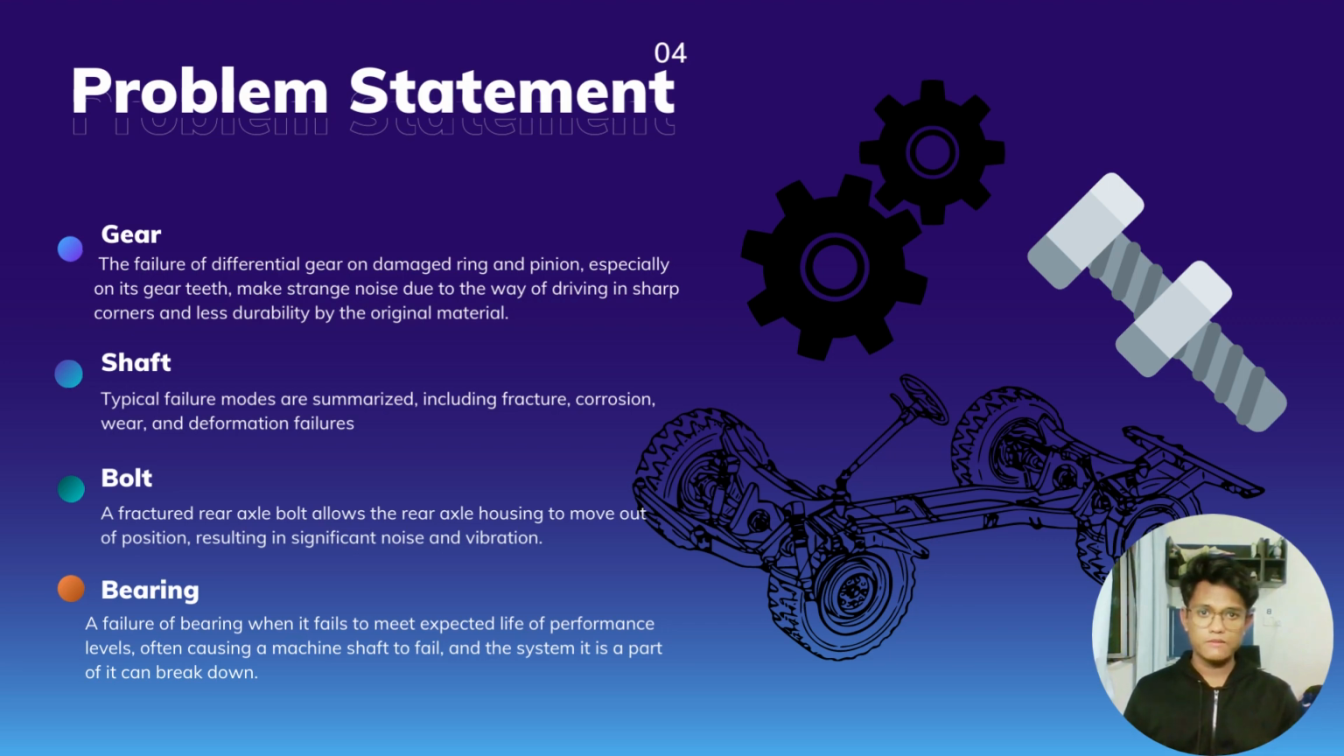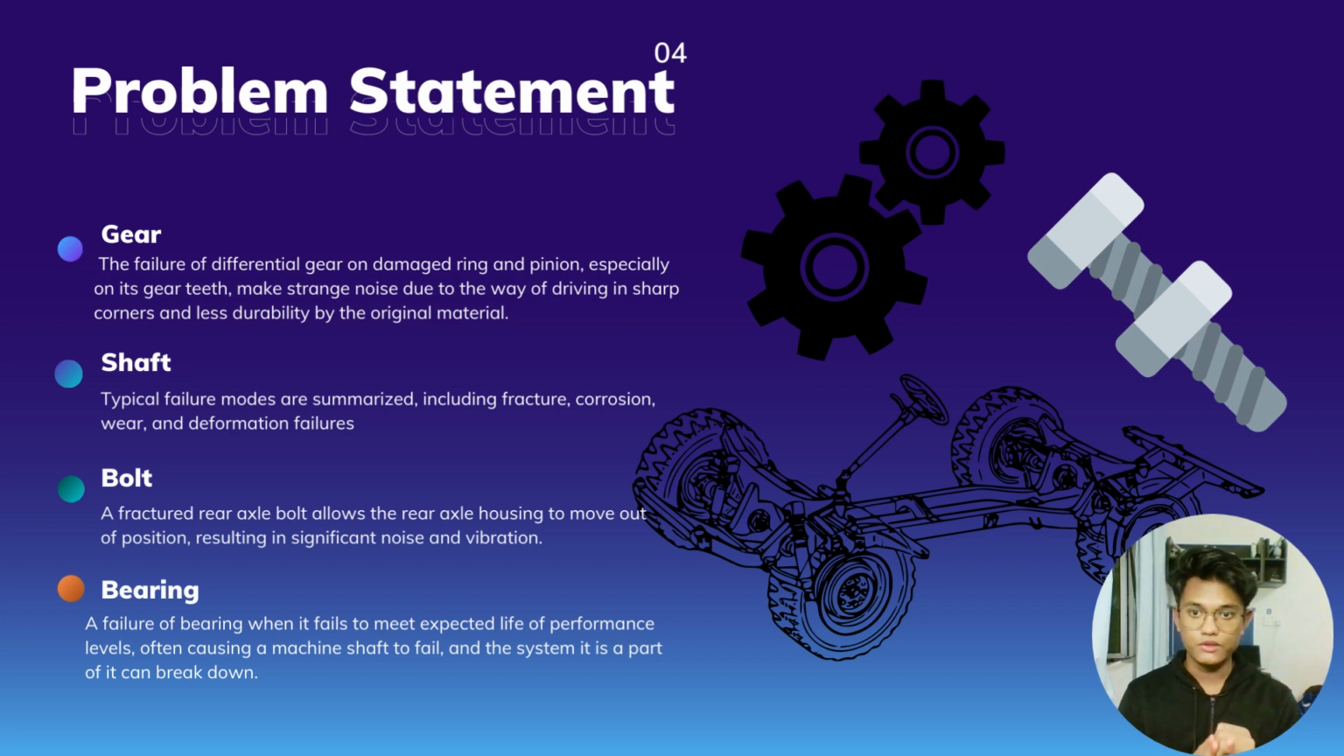For the problem statement, we have four problems, which are four component parts. First is the gear. The failure of the differential gear, with a damaged ring and pinion, especially on its gear teeth, makes a strange noise when travelling around sharp corners, due to the less durable original material. And second is the shaft. The typical failure modes are summarized, including fracture, corrosion, wear and deformation failure.